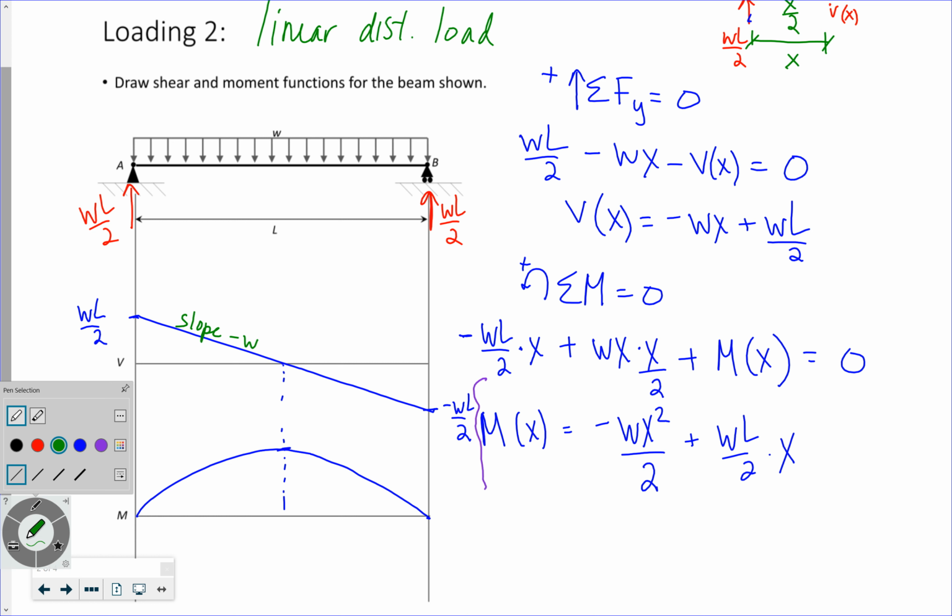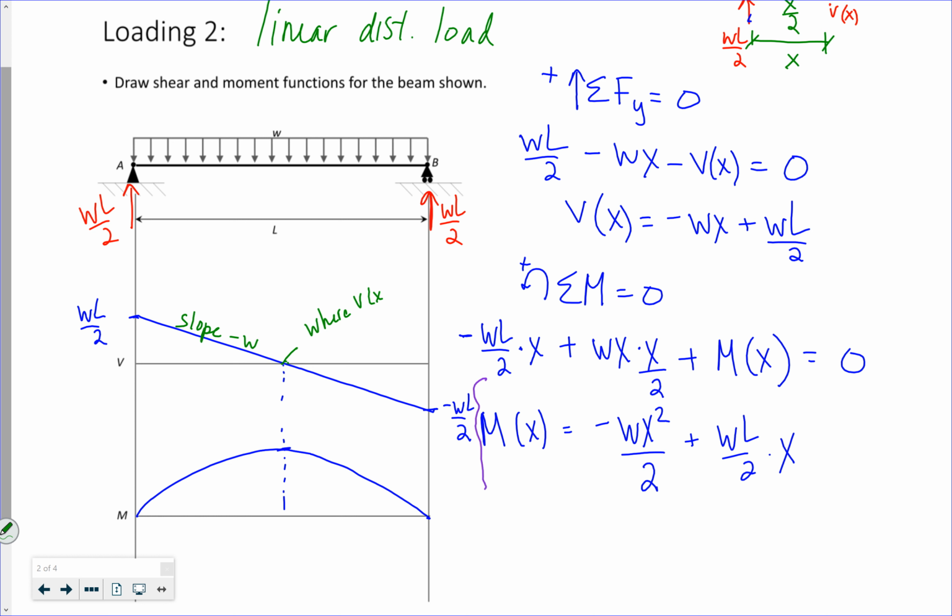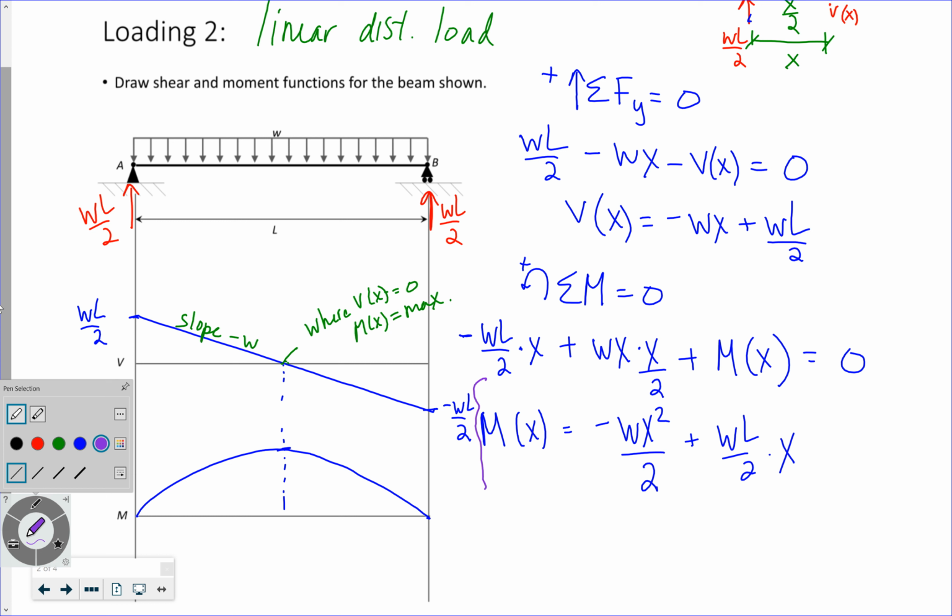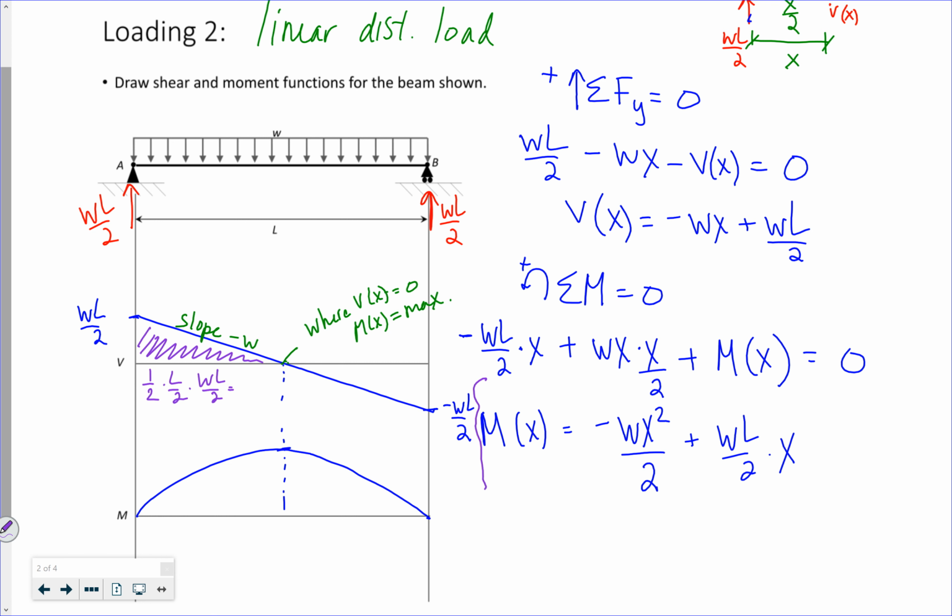It's a linear function. Where V of x equals 0, M of x is a maximum. If I look at the area under this curve, it is 1/2 base L over 2 times height, WL over 2. I get WL squared over 8.